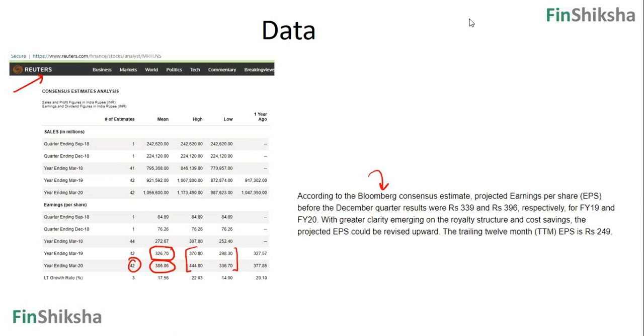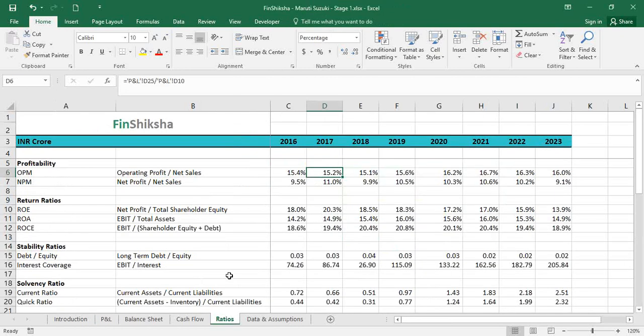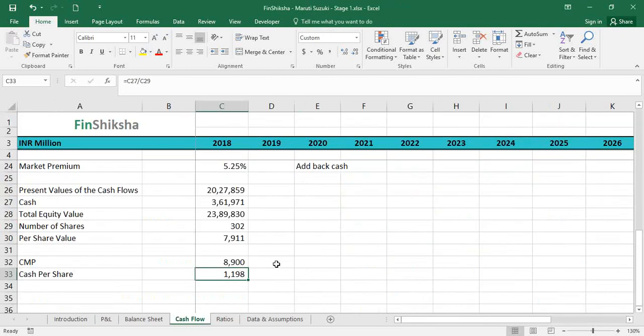If you look at the consensus estimates before the December quarter results, so this is FY17, 339 and 396 as per Bloomberg. So Bloomberg says 339, 396. I think this has gone down marginally after the latest results, because in the last quarter results their margins were hit a little bit. Right. So that basically gives you the overall context of data around your valuation, whether you use DCF or relative valuation. My sense is a stock like Maruti should trade at 25 to 27 times in any case.